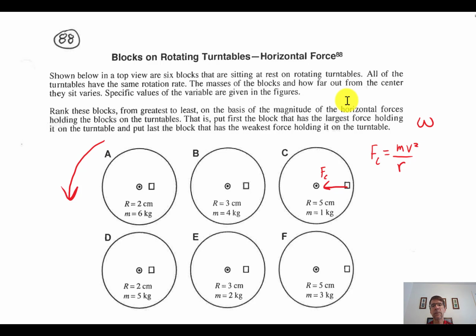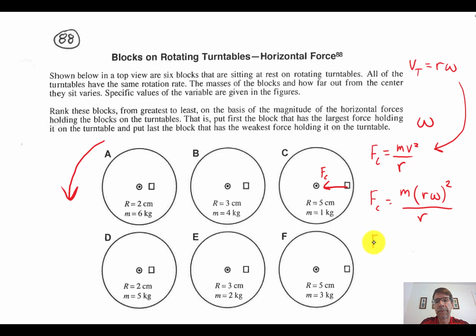Now, one thing that's very important in this problem is connecting tangential velocity to rotational speed, omega. If you go back to Unit 10 or 6, the tangential velocity, v sub t, equals r times omega. So I'm going to plug that in down here for this particular situation. The centripetal force is m times (r omega) squared over r.